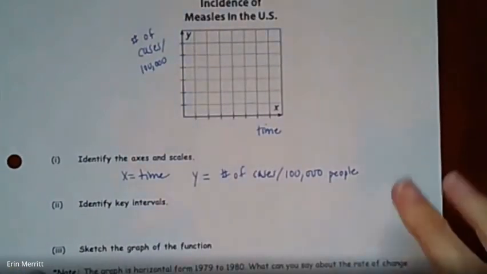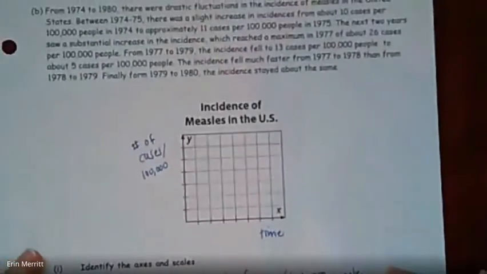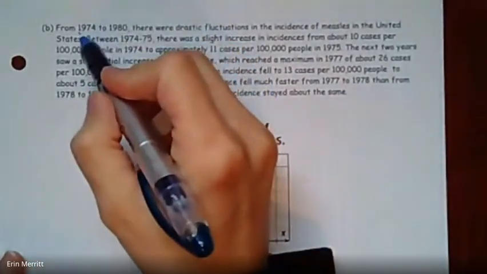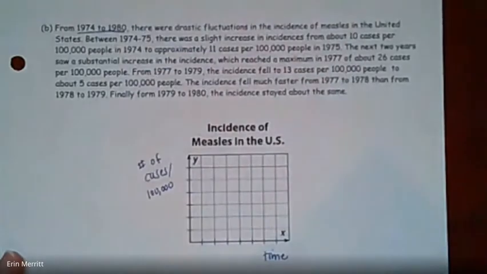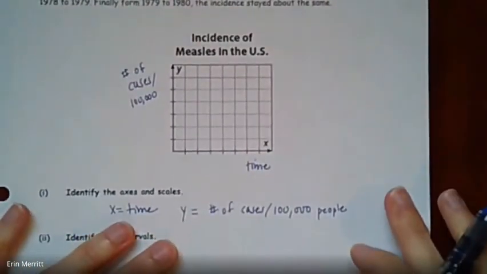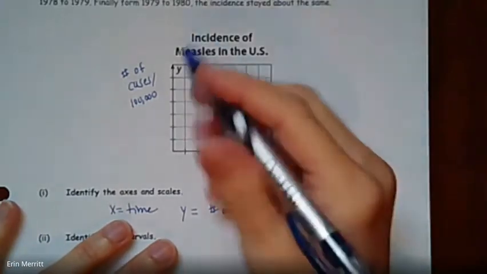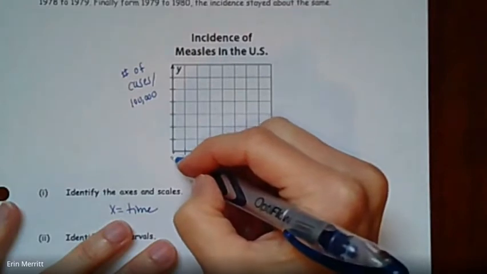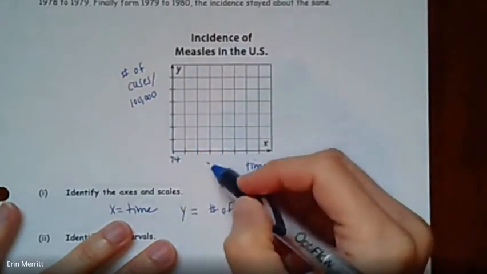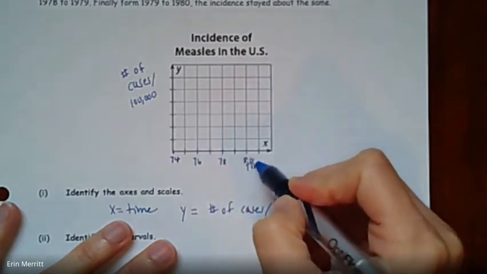So let's see if we can figure out what's going on here. When we skim the question, actually, I don't even need to skim. Go right back to the first sentence. From 1974 to 1980, they talk about the fluctuations. So the scaling on the x-axis is going to have to cover the time from 1974 to 1980. So we can start at 1974. That's perfectly fine. All right. So then if we let each year be a tick, so 75, 76, 78, 80.